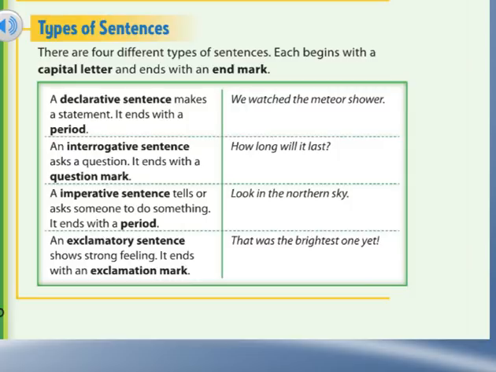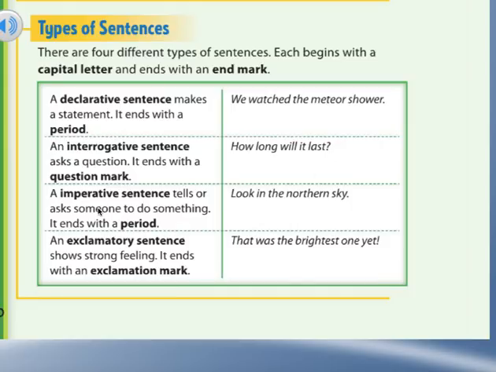Okay? So a declarative sentence makes a statement. It ends with a period. And our example here is, we watched the meteor shower. It's a statement. Next one is interrogative sentence. Interrogative ends with a question mark. I like to remember this one because when people get questioned at the police office, they interrogate them and they have the same root word. Okay? So our example sentence is, how long will it last? And it does end with a question mark.